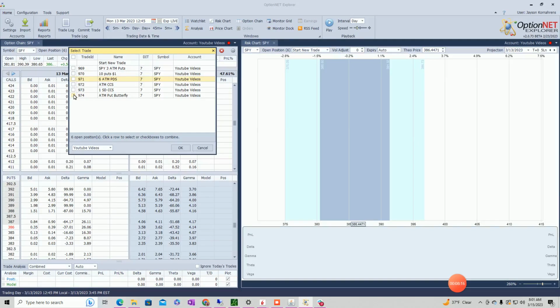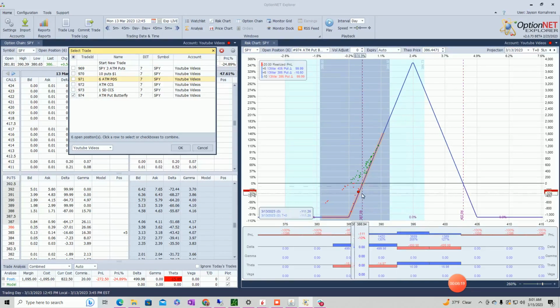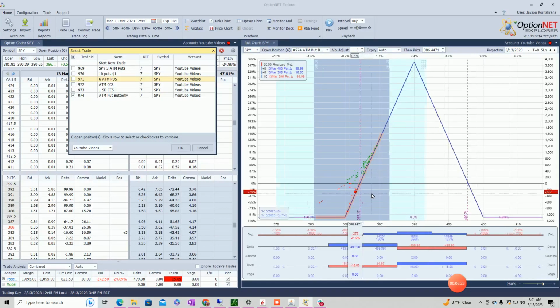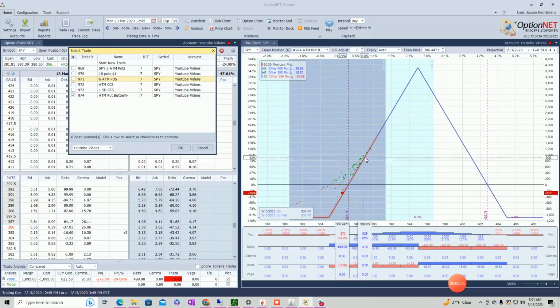Let's see how the at the money put butterfly did. And this one actually wound up losing money because SPY went too far. SPY went way too far. You could have closed it out earlier in the day. So a butterfly trade, it's definitely going to have to be managed.